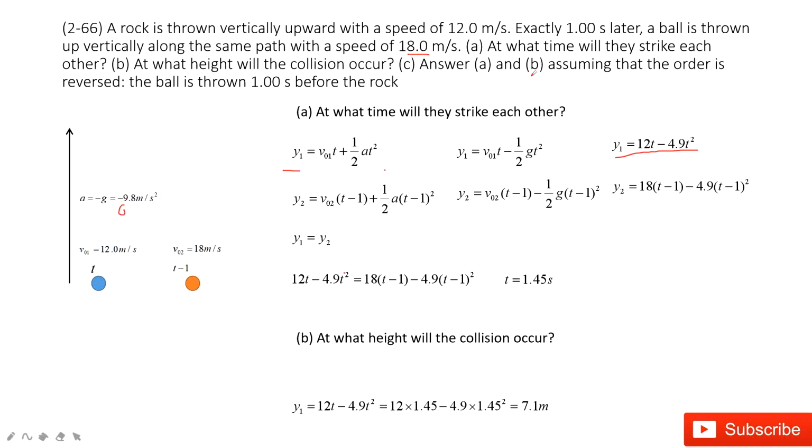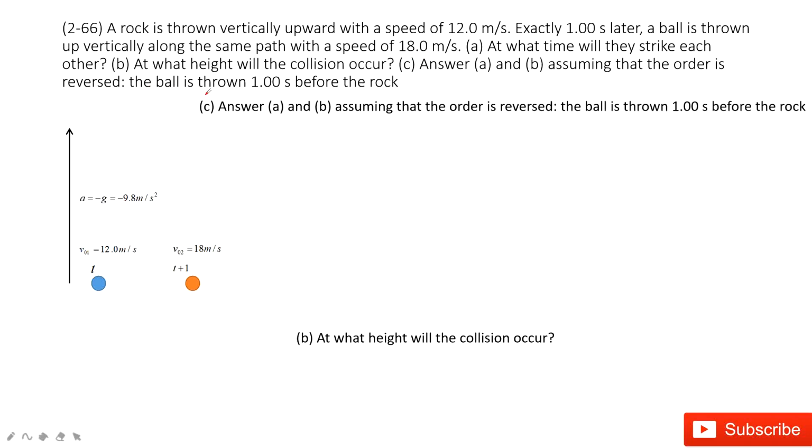Assume that the order is reversed. The ball is thrown 1 second before the rock. So the initial velocity for object 1 is still 12 meters per second, and object 2 is still 18 meters per second. The time taken for this one is t plus 1 because it is thrown 1 second before the rock. That means when object 1 moves 1 second, this one should move 2 seconds, right? So this is t plus 1.